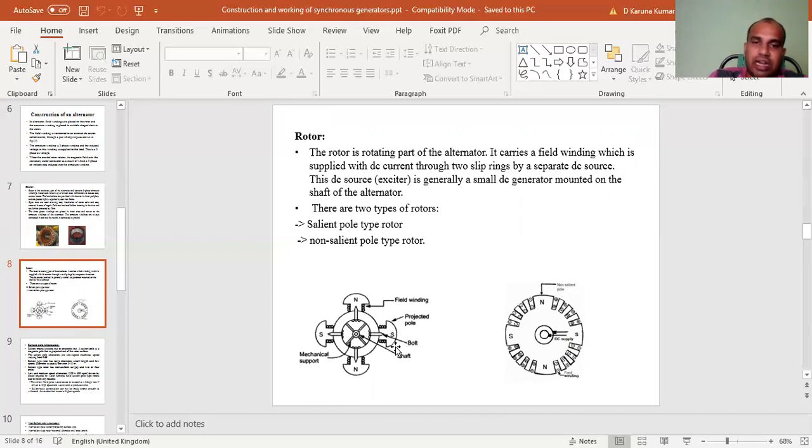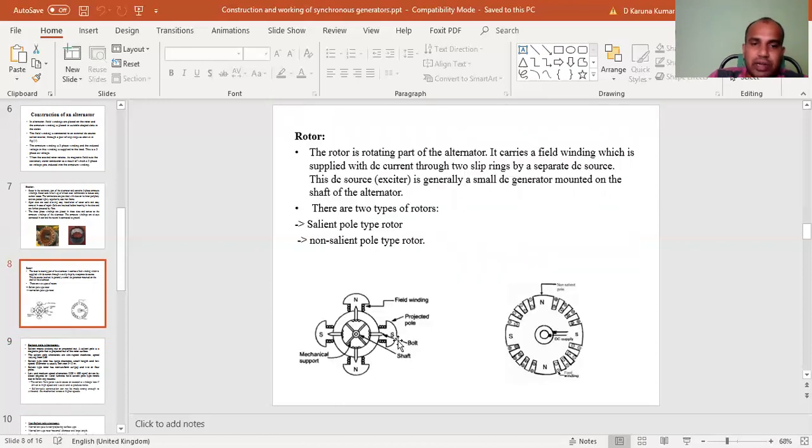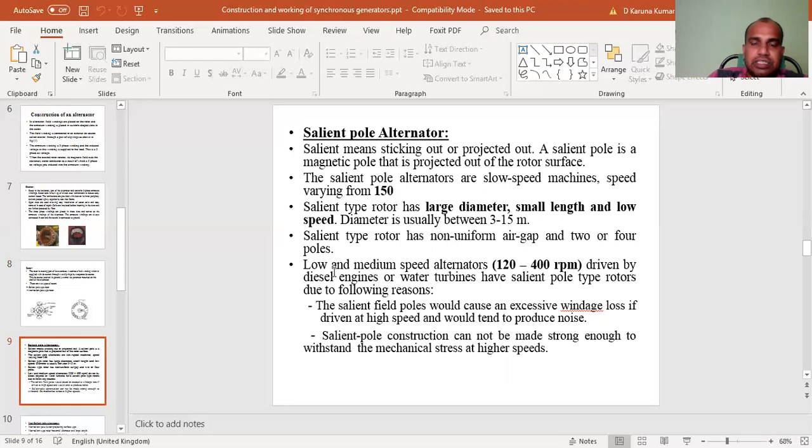The salient pole alternator is a slow speed machine, with the speed varying from 150. The salient type of rotor has a large diameter and small length and low speed. The diameter is usually between 3 to 15 meters. The salient type rotor has a non-uniform air gap, and two or four poles. These are low and medium speed alternators.